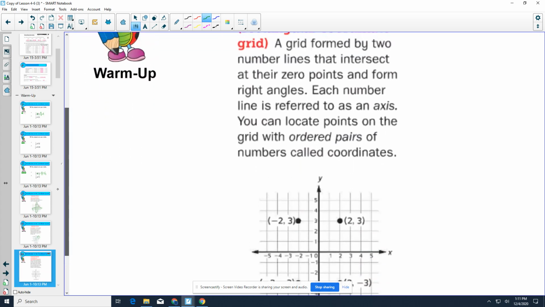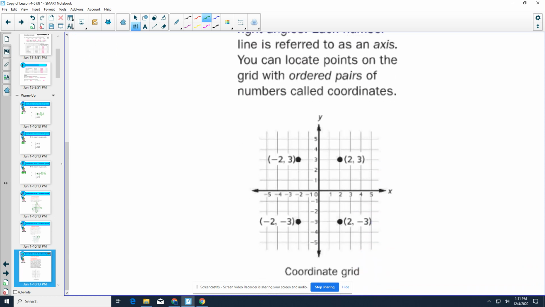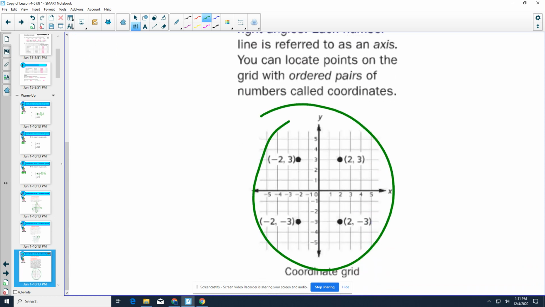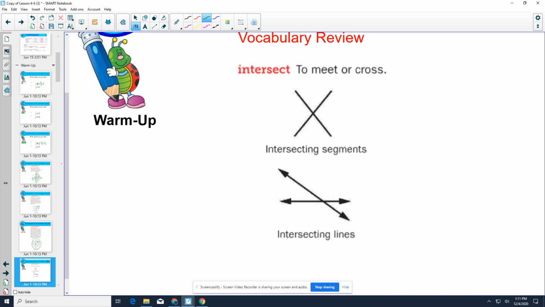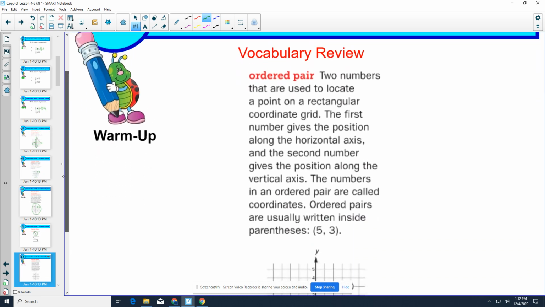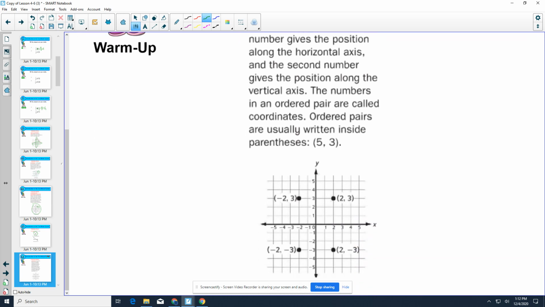The coordinate grid is just a rectangular grid here. So you see something similar to this on Evaluate for our problem. That is called your coordinate grid. And the ordered pairs are naming the points that are plotted there. And then to intersect simply means to meet or cross. If you have intersecting segments, that usually means there's a dot at the end to show that this is just a small section of line. Or you might see intersecting lines where there are arrows telling you the lines would continue on if you were to keep drawing them. And then our ordered pairs, for example, we have 5, 3 here.